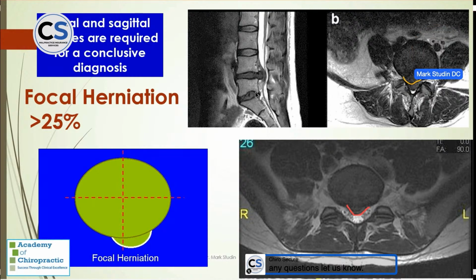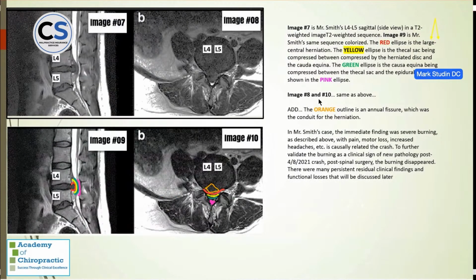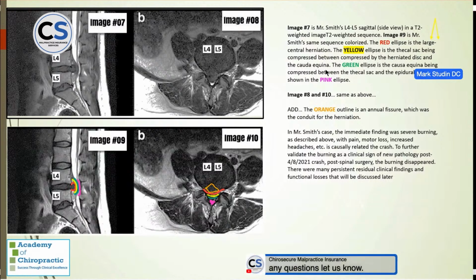Here you've got a Schmorl's node, and I can't tell on this sequence if there is a bone edema, which is called a Modic change. We'll get to that at a different time. But there's a lot you can't tell from just these limited sequences. As we report this, we get a little bit more funky.